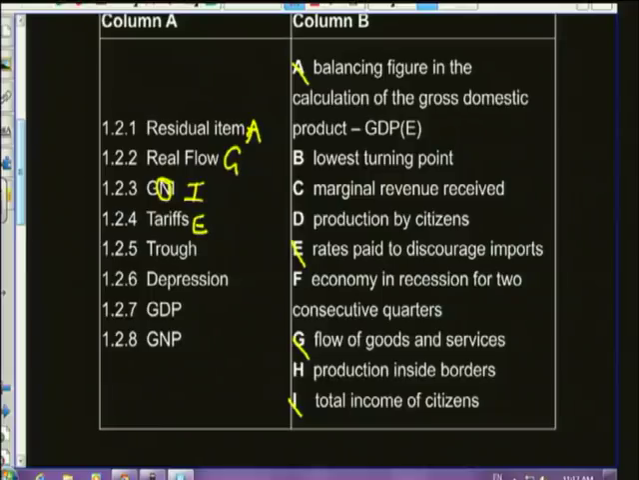1.2.5, a trough is the lowest turning point on the business cycle. From the options, it's clear that B would be the answer.